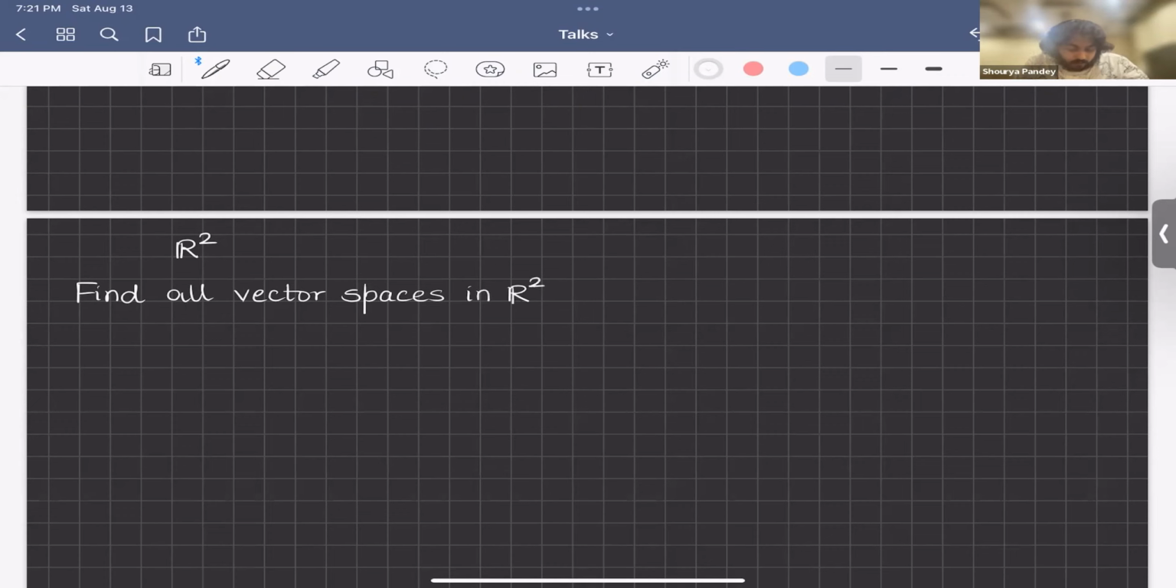So how do I do that? So what do you think is the idea? Okay, here's one idea. We know that lines through the origin are vector spaces. So I want to get out of this. I want to look at other vector spaces that are not just lines.